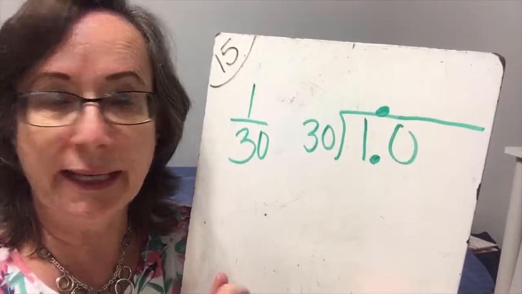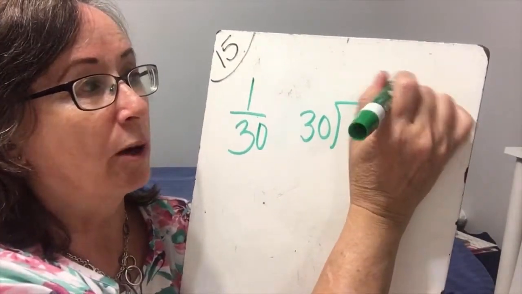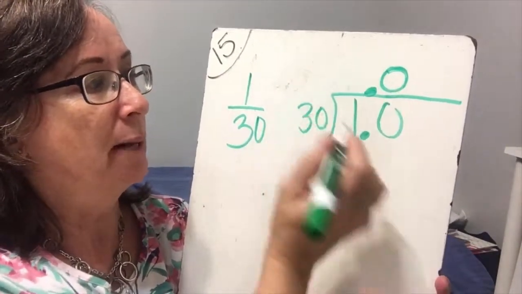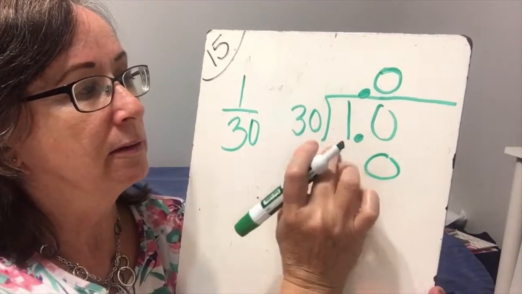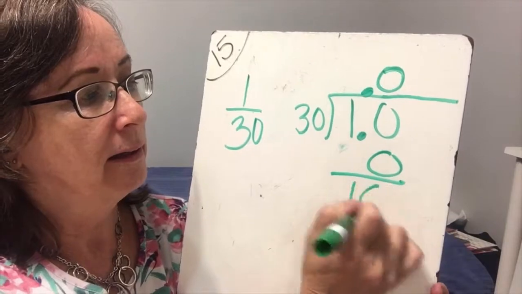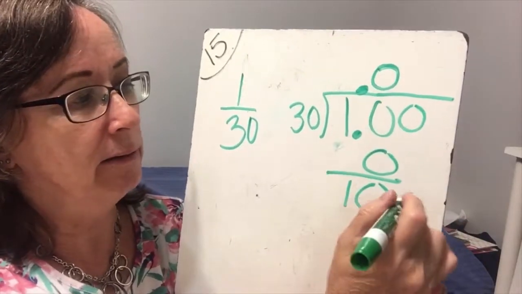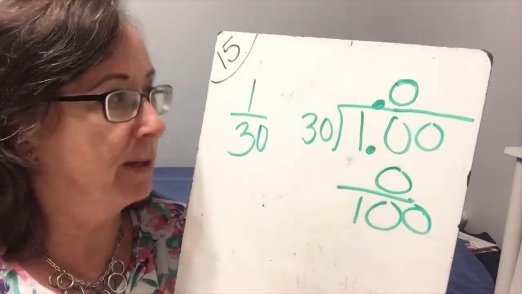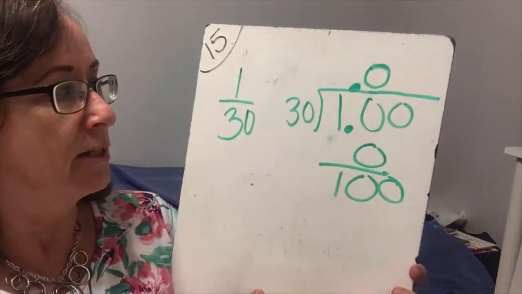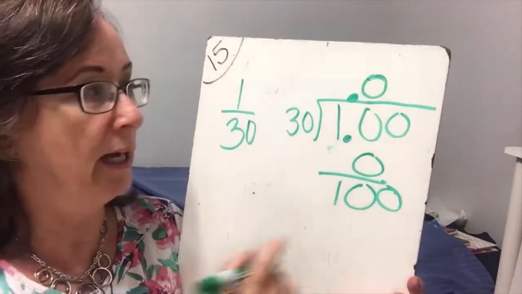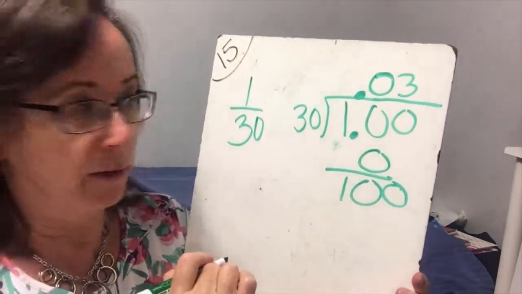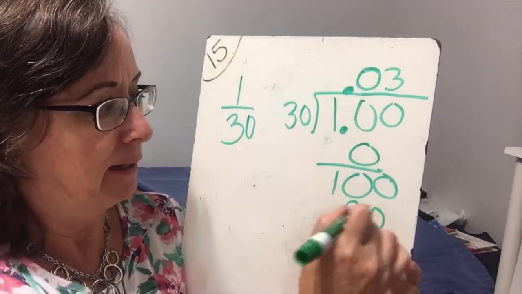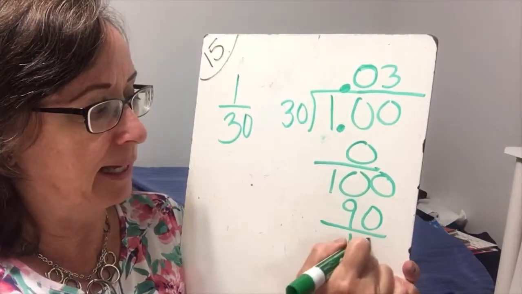30 doesn't go into 10 either. So I'll put a 0. 0 times 30 goes 0 times. And then I'm going to put another 0. Finally, a number that 30 will go into. So 30 goes into 100 3 times. So 3 times 30 is 90. And I subtract and get a 10.